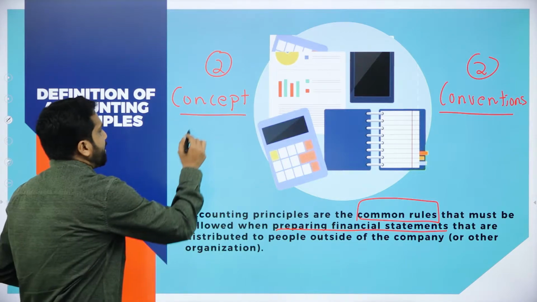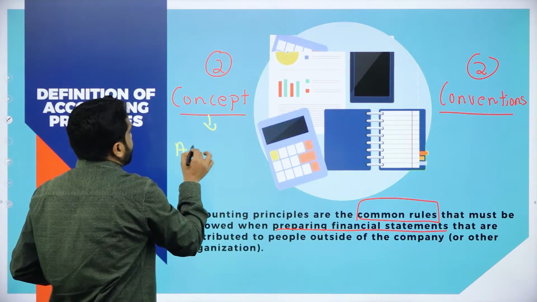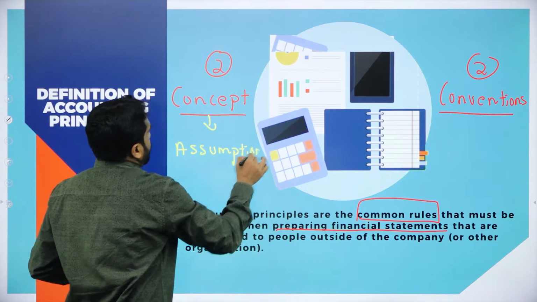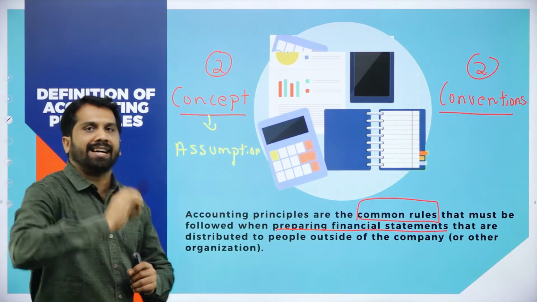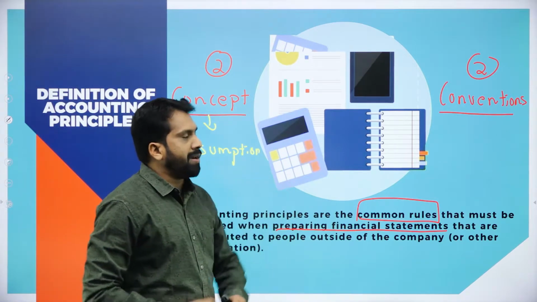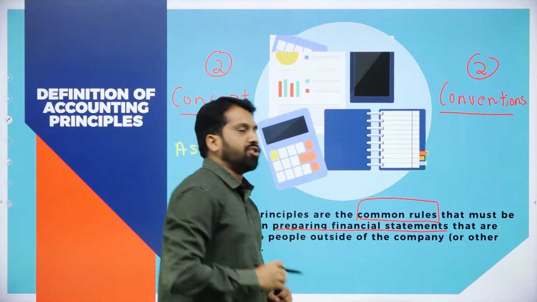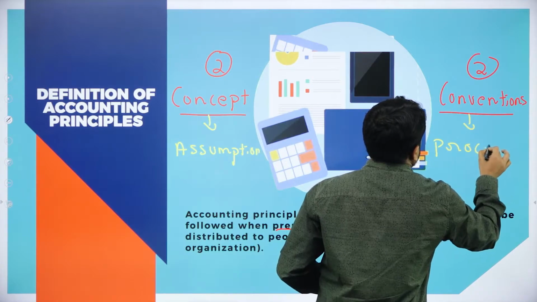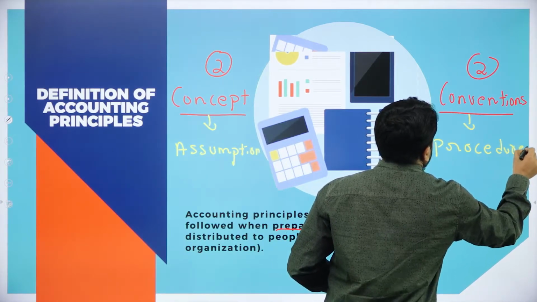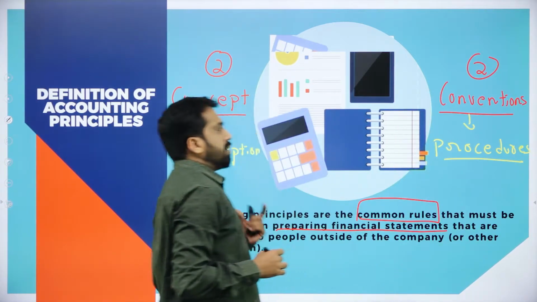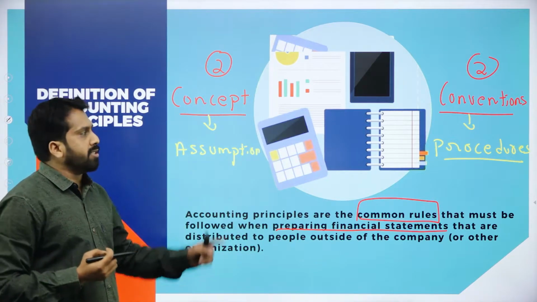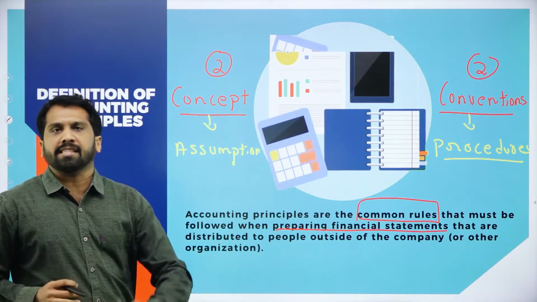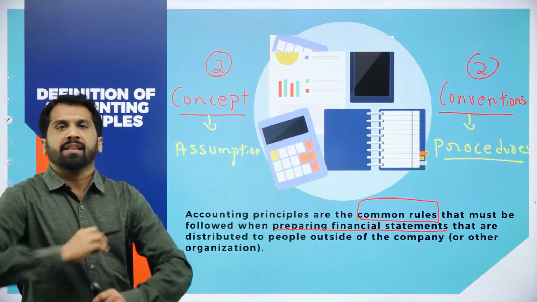Accounting concept is nothing but assumptions. So what is accounting concept? It is assumptions. What do you mean by conventions? Conventions means procedures. So concept means assumptions and conventions means procedure. I will give you simple examples so that it is easy to understand.